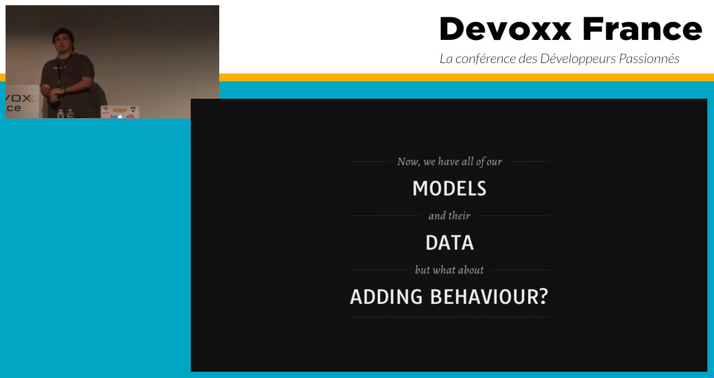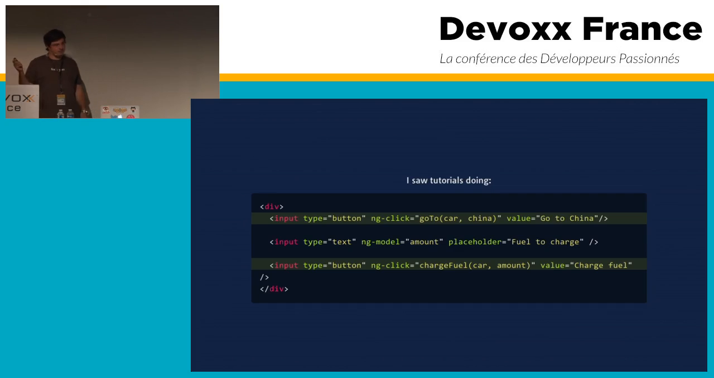But then I started thinking, OK, that's cool, but my models don't have a behavior now. Most of the times when we actually code in the backend, our models have behavior. And they should have in the front end as well. So again, I started Googling around. I started looking in Google about AngularJS and models. And this is basically what I found.